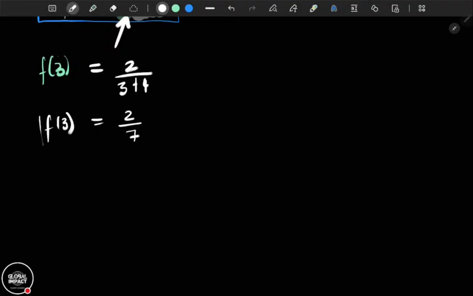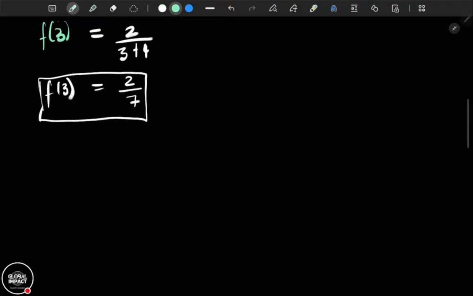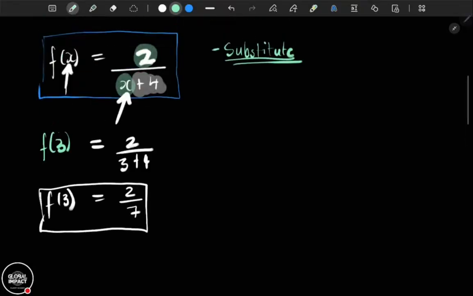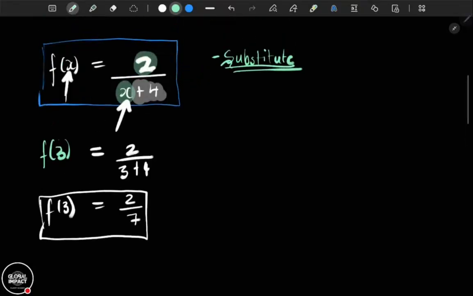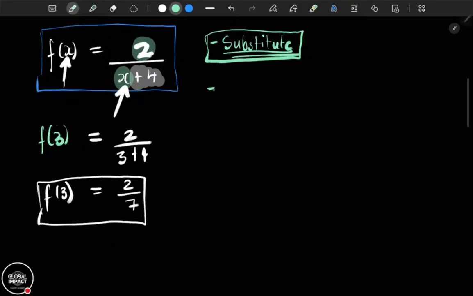Okay, so now f of 3 will then become 2 over 7. So everybody should be able to do this. That's fine. We are fine with that. So for functions, we must be able to substitute, and we'll be substituting different questions. So when we are solving, we're going to say, guys, this is a substitution question. Another thing we should be able to do is find composite functions. Okay, we should be able to solve composite functions.